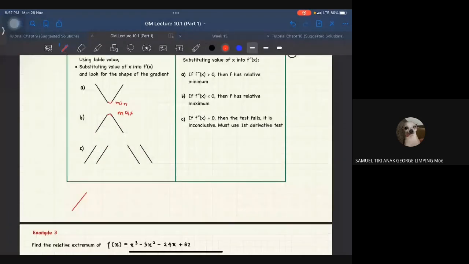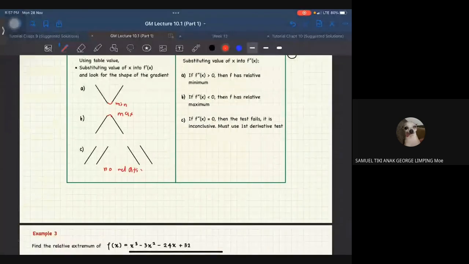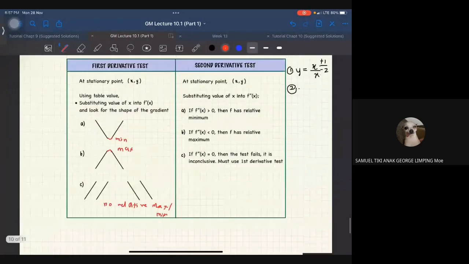And then dia jumpa satu titik dia akan jadi macam ni. Dia akan berhenti. Dan dia akan naik balik ke atas. So this is actually an inflection point. Okay, so dia naik atas dan naik atas lagi. So dia ada inflection lah. Ataupun dia turun bawah dan turun bawah lagi. So itu pun kita panggil sebagai inflection point. There is no minimum nor maximum in this. Okay, so dia bukan relative maximum, dia bukan relative minimum lah. So awak tulis kat sini, no relative maximum or minimum. Okay, so that is for first derivative test.